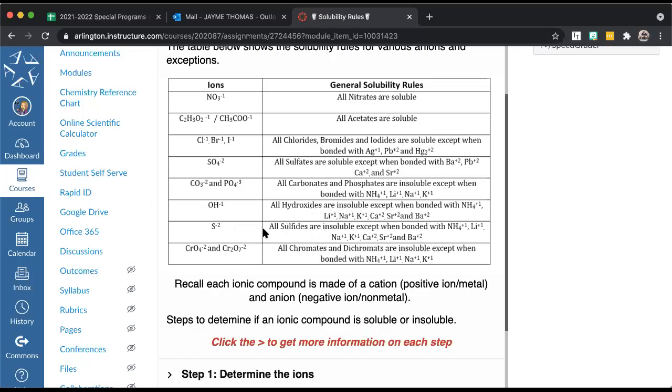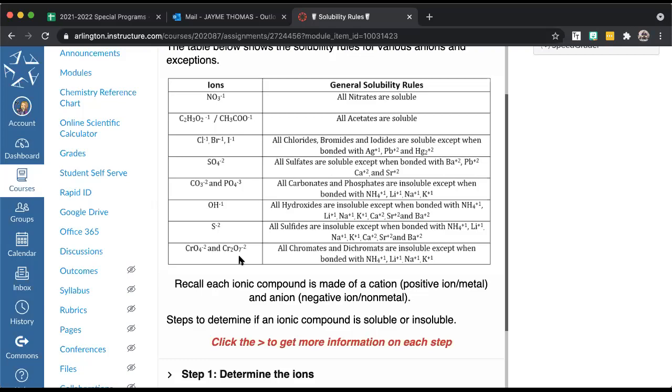I'm not sure why we didn't put this on one line. I didn't type this up. I would have combined these two together because their rules are exactly the same. They're insoluble except when paired up with ammonium, lithium, sodium, potassium, calcium, strontium, and barium. So their two rules are exactly the same for hydroxide and sulfide.